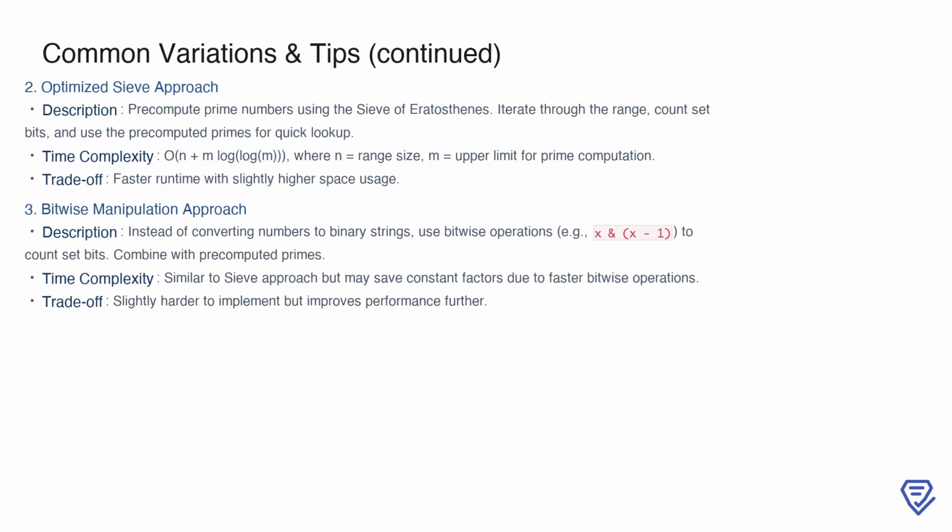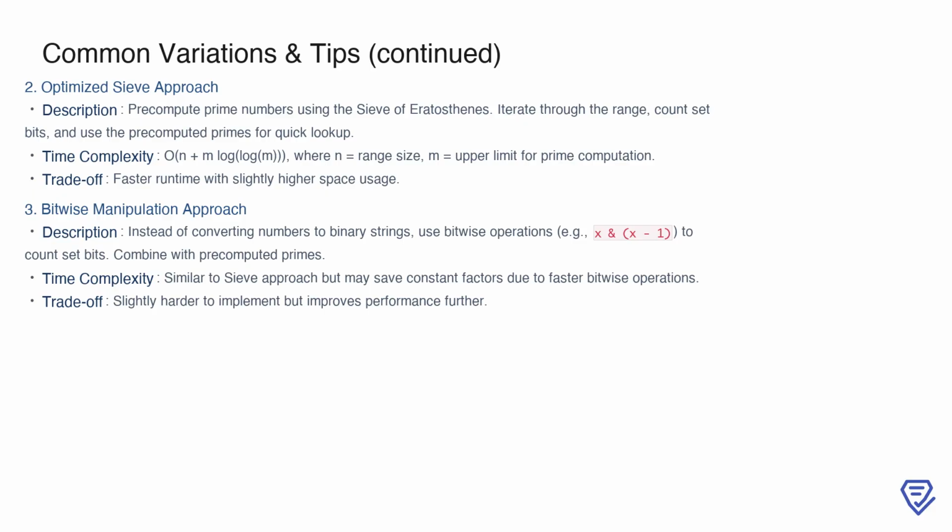For a more efficient solution, the optimized sieve approach is highly effective. Here, you pre-compute prime numbers using the Sieve of Eratosthenes, allowing for quick lookup during range iteration. By combining this with set bit counting, you achieve a time complexity of n plus m log m, where n is the range size and m is the upper limit for prime computation. This approach is faster overall, though it does require extra space for the sieve.